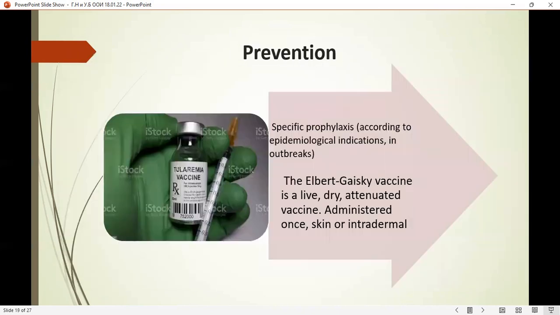Prevention. Specific prophylaxis is carried out according to epidemiological indications in an outbreak. The Gaisky-Elbert vaccine is a live, dry, attenuated vaccine, administered once, cutaneously or intradermally.